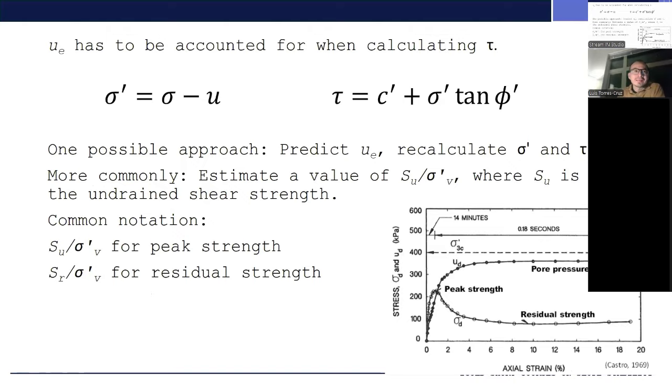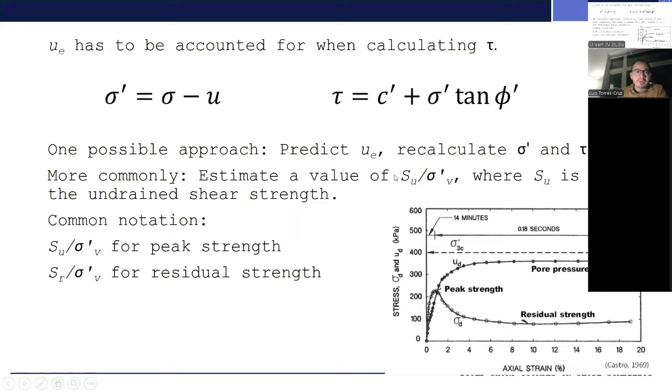And lastly, I want to point out that, of course, this excess pore water pressure has to be accounted for when calculating tau because of these two equations that I showed earlier. In other words, that development of excess pore water pressure has an effect on effective stresses and also on shear strength. So one possible approach would be for us to attempt to predict the excess pore water pressure, recalculate sigma prime, and recalculate tau accordingly.